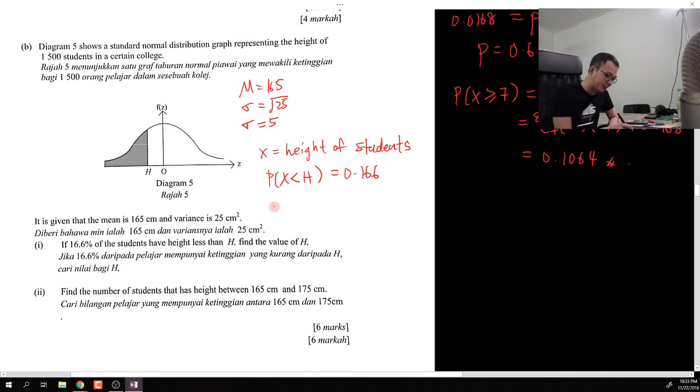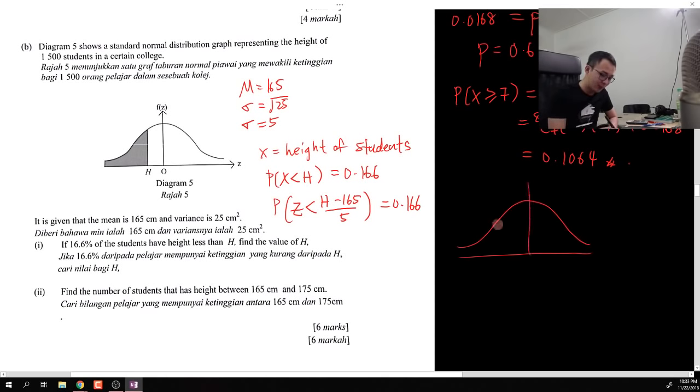Alright, so first thing is I will change this into the z value. So this will be h minus mean over standard deviation equals 0.166. Then the next thing I will do is I will need to have a bell-shaped diagram here. Okay, the value given here is h, right? Because I know it is symmetrical, so I give another h here.